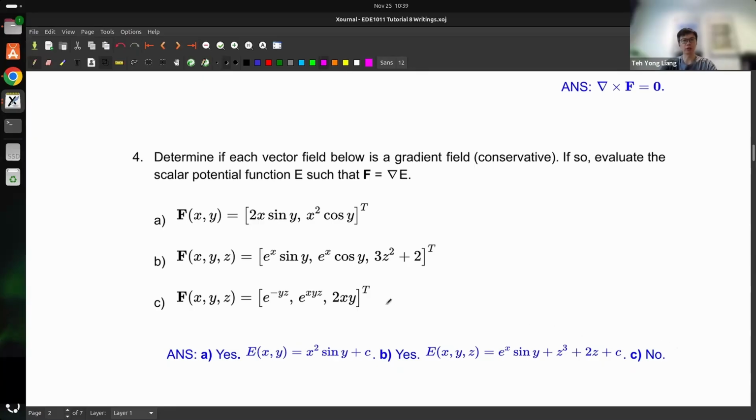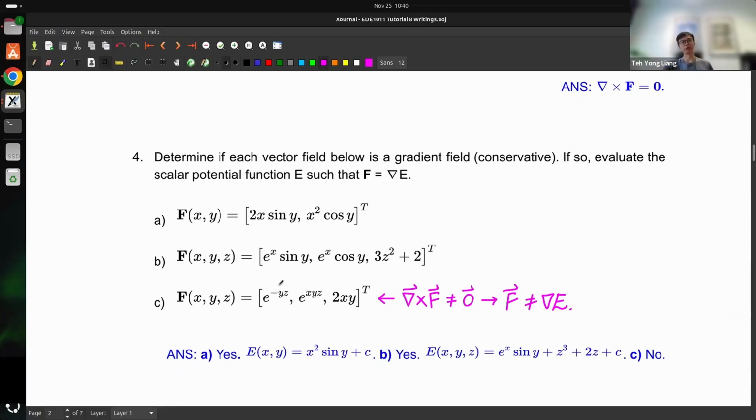Because it says no here, right? So if you try to do this one, you'll realize that the curl of F is not equal to the zero vector. It means you get some curl. And the moment it is not equal to the zero vector, then it implies that F is not a gradient vector of some scalar potential function. So it's not possible for you to find the scalar potential function.